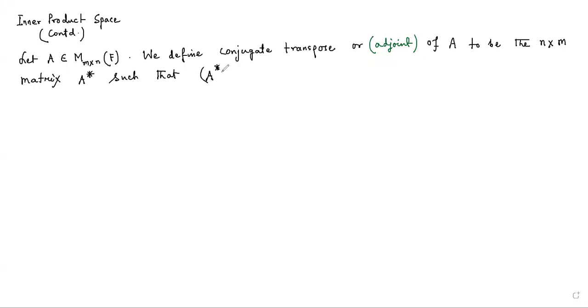A star IJ, this is the abbreviated notation for matrix elements, A star IJ will be A JI. The rows and columns will be interchanged, I and J will be interchanged, with complex conjugation on each of the elements, and it will happen for all I, comma J. What does this mean? Let's try to understand by an example.